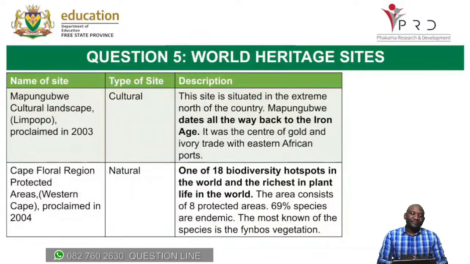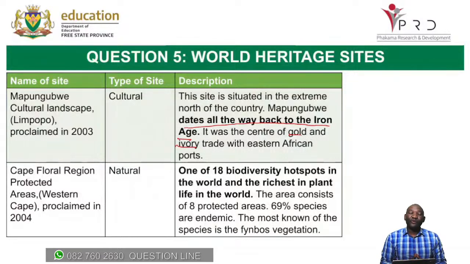And then we come to Limpopo, which is Mapungubwe. This one is a cultural site. And what makes it very important is that when you look at Mapungubwe, it dates back all the way to the Iron Age. So it was people staying in an area, they were civilized during that time, and they were able to trade with people as far away as China, as far as the Arabian countries as well. And they were able to trade in gold as well as in ivory.